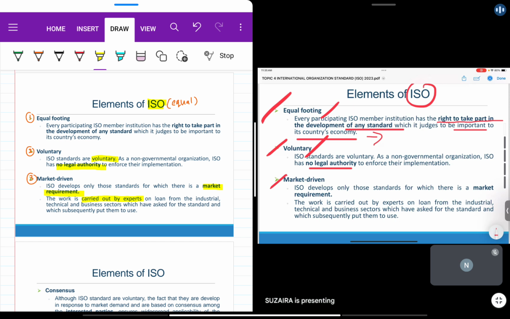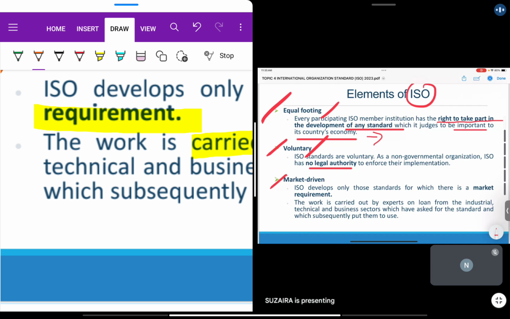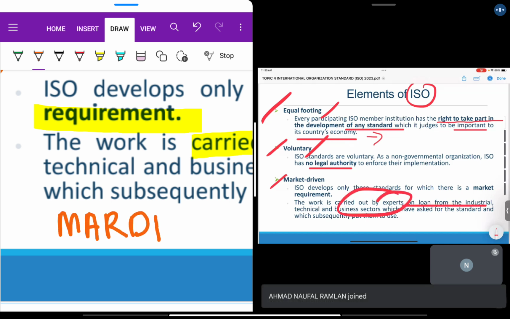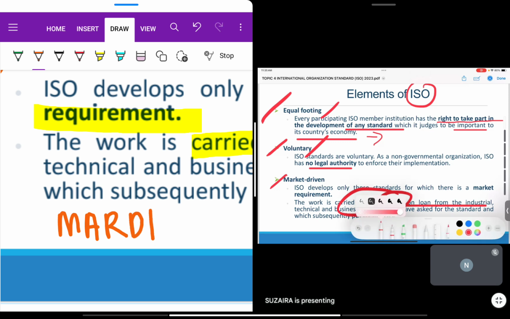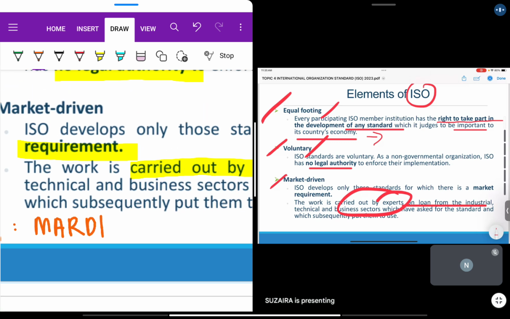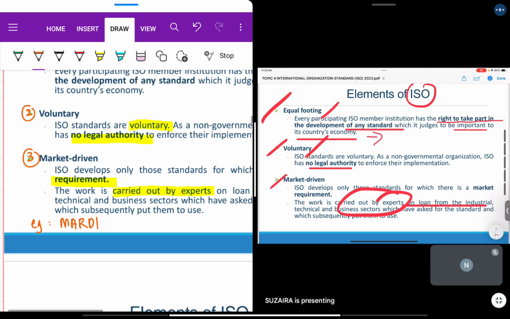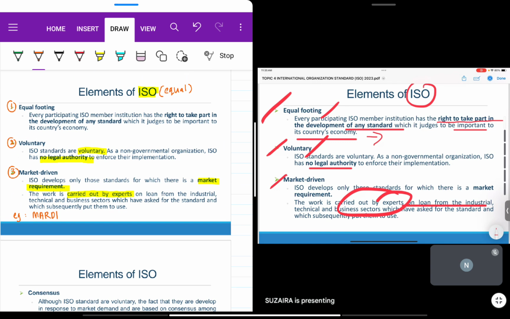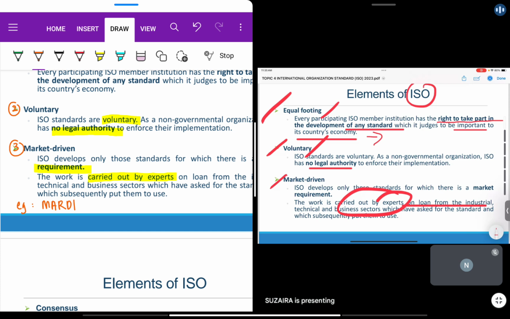which means they meet those requirements. Because MARDI is also producing products. And the work is carried out by experts on loan from the industry. So we consider them stakeholders. It means they have their significance, their reason why they want to have the standard, because they need a standard to increase sales, to export the product, to do trade, and so on.